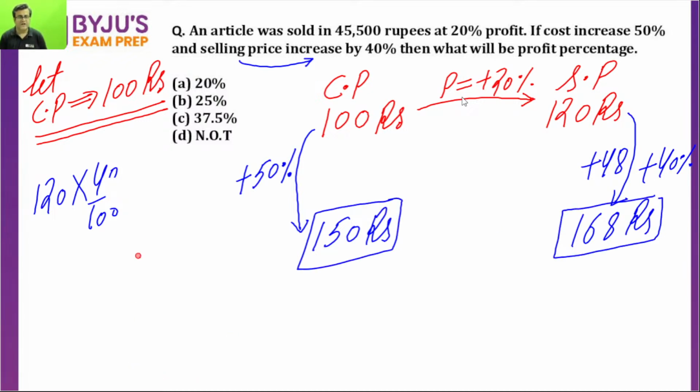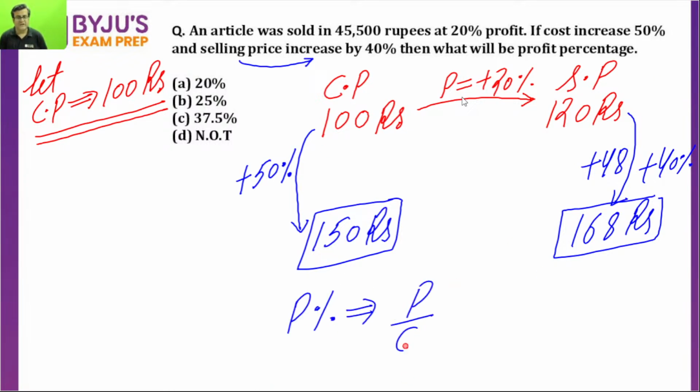So we have the cost and the selling. Tell me everyone, now you do it. This is the new cost, this is the new selling. What will be the profit percentage? Profit upon cost into 100. Everybody, an answer is a must. Very good.